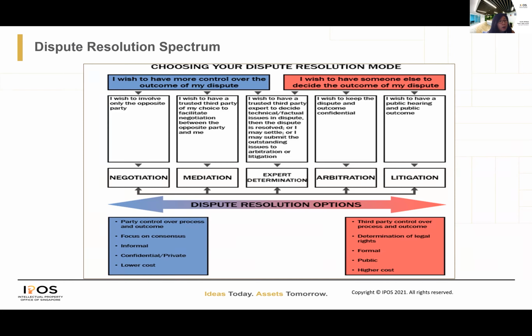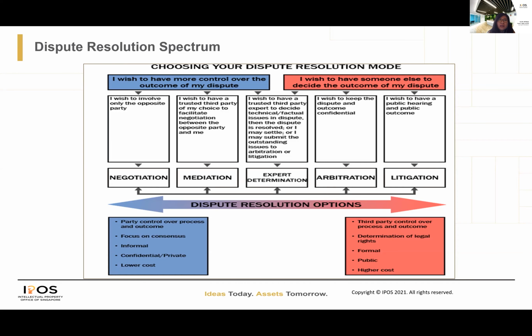You can determine how you want to resolve the dispute, and you can ultimately determine the final outcome that you want to reach. The focus is really on consensus, very informal. There's nothing that you have to comply with, no rules, no regulations, very confidential. If there are things that you do not want the public to know, you can have a closed door negotiation and no one knows that you're negotiating with someone.